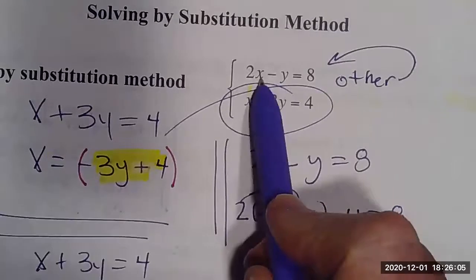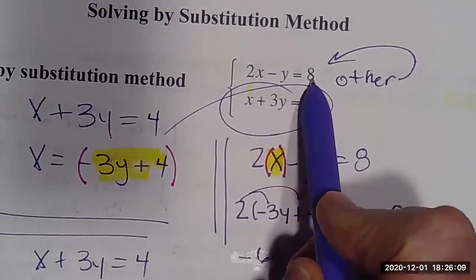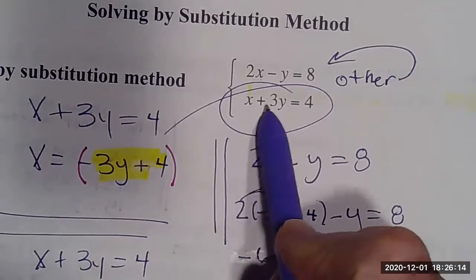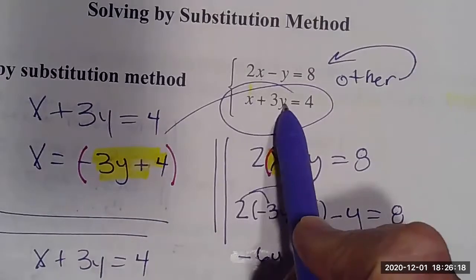4 and 0. 2 times 4 is 8. Subtract 0, 8. Works. How about this one? 4 and 0. 4 plus 0. Oh, 4. Works.